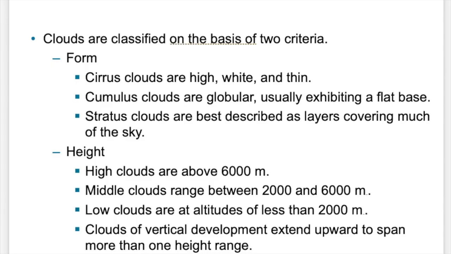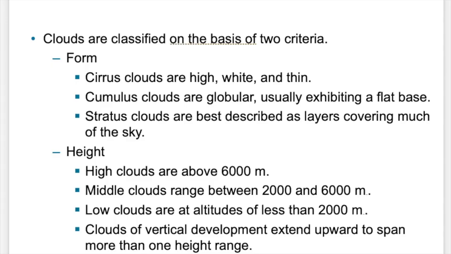So when we're looking at the form of clouds, it's broken down into three categories: cirrus, which are high clouds, and these are white and thin and wispy. And then we have cumulus clouds, which are globular, usually exhibiting a flat base, and they look like little cotton balls. And then we have stratus clouds, which are best described as layers covering much of the sky.